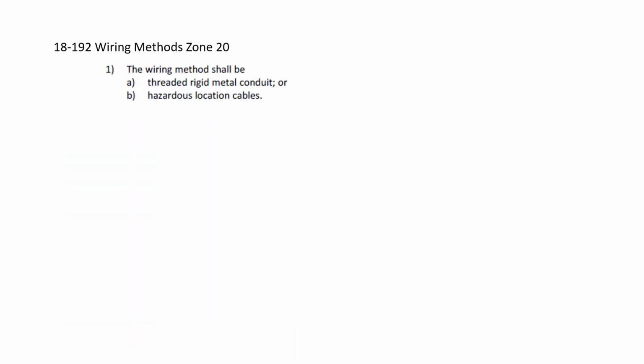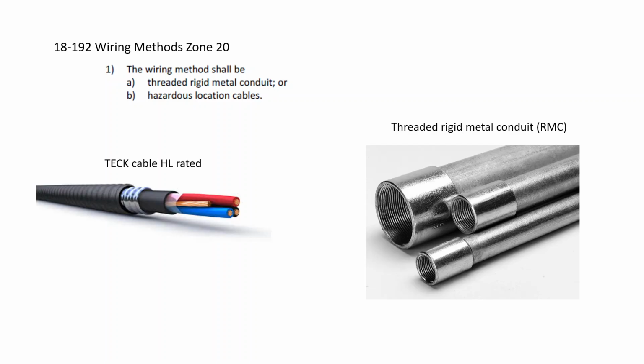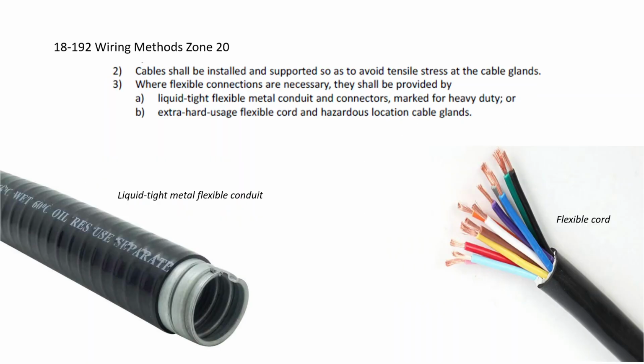18192 is the wiring methods, and Subrule 1, item A and B is fairly restrictive and reminiscent of the gas atmospheres. That's TECK and threaded rigid metal conduit. If we continue on, Subrules 2 and 3, cables are permitted and flexible conduit is permitted. Obviously, liquid tight for heavy duty rating and extra hard usage, flexible cable.